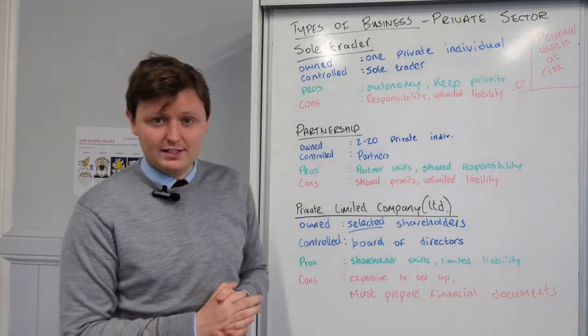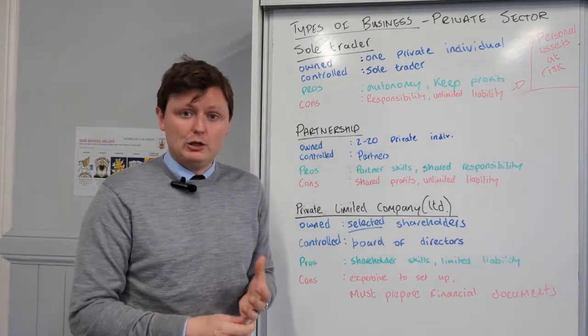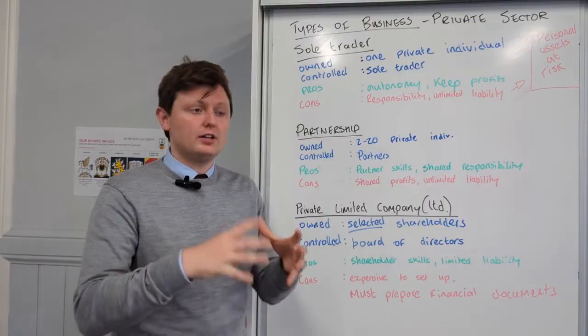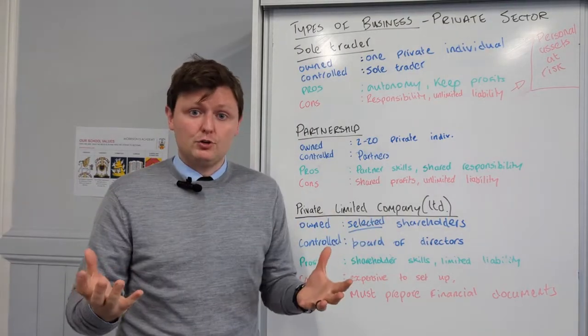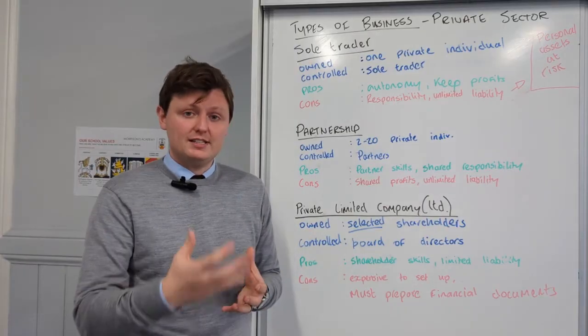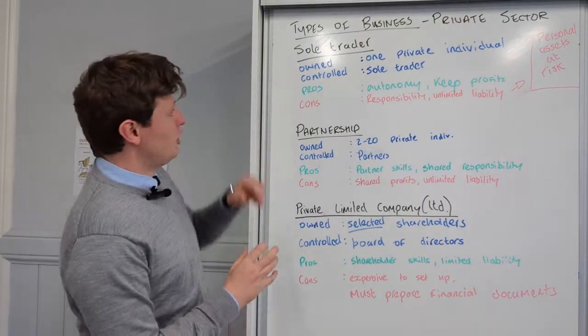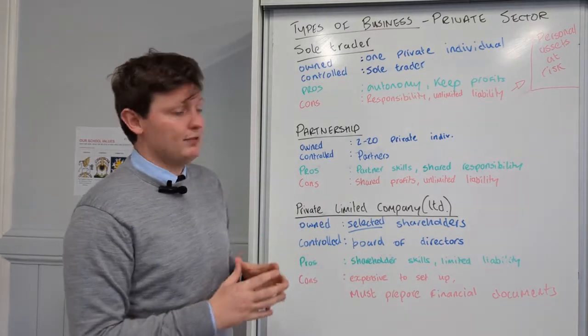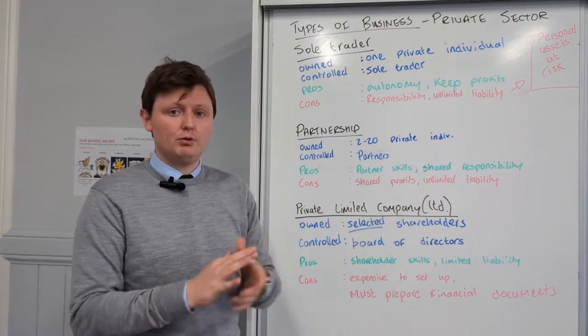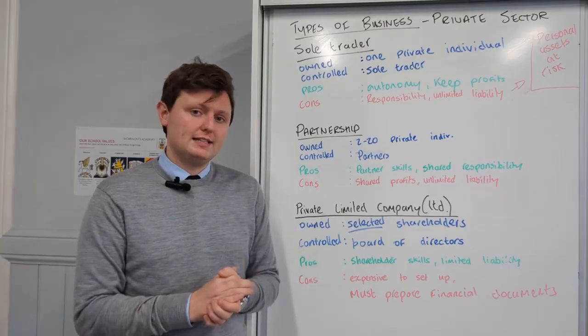Now, there's obviously some advantages to this. You get autonomy. You get to make all the decisions as a sole trader about exactly how that business is going to operate, because there's nobody to argue with. There's no other owners who have a say in those big decisions. Also, you get to keep all the profits because there's no partners to share them with. So if the business is very successful and profitable, you as the sole trader would get to keep all of those profits.